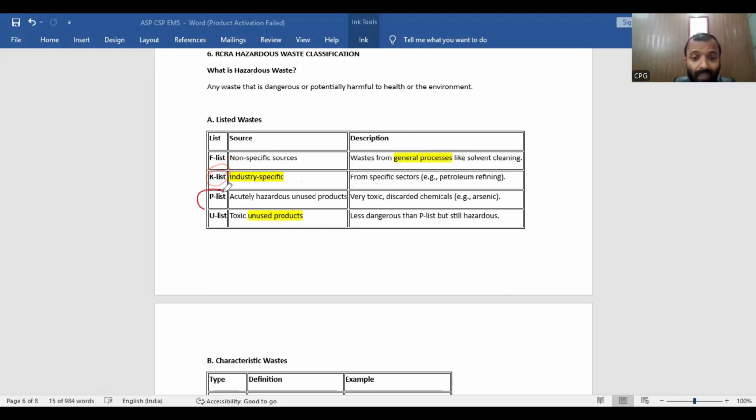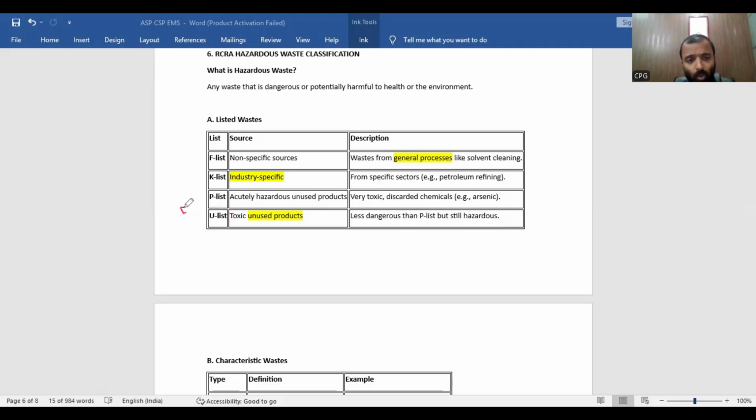Now what is P list? Very important, they may ask a question. Acutely hazardous, unused product, very toxic, discarded chemicals, etc. Now what is U list? U list is toxic, unused product, less dangerous than P list but still hazardous. It comes after P.